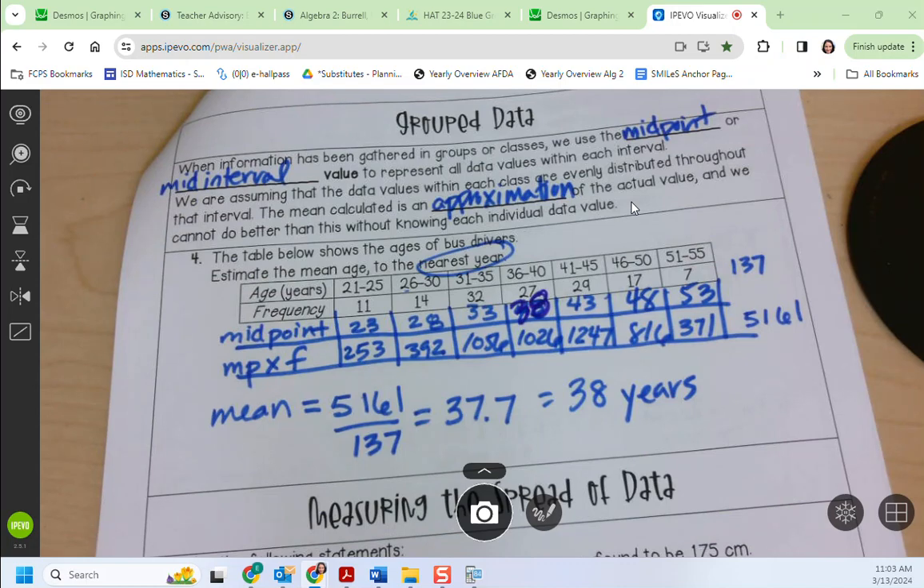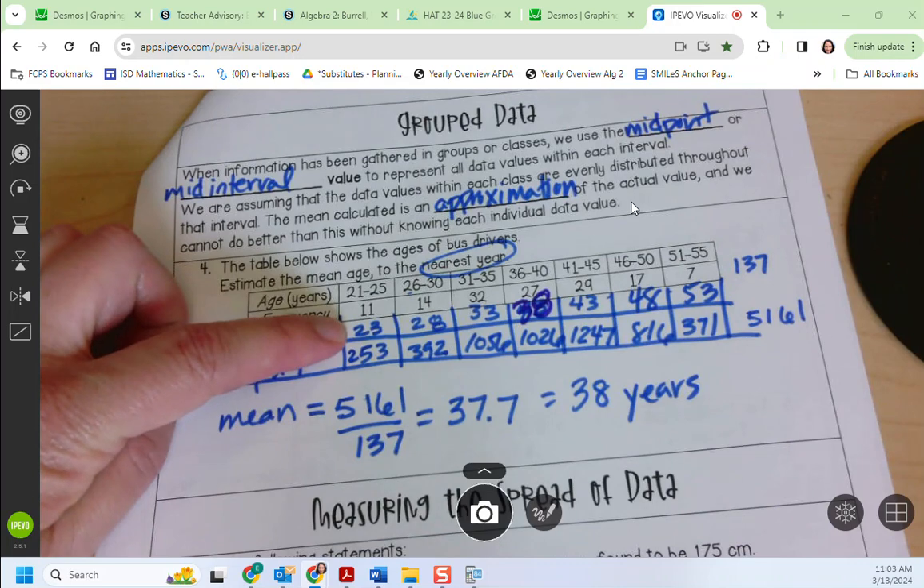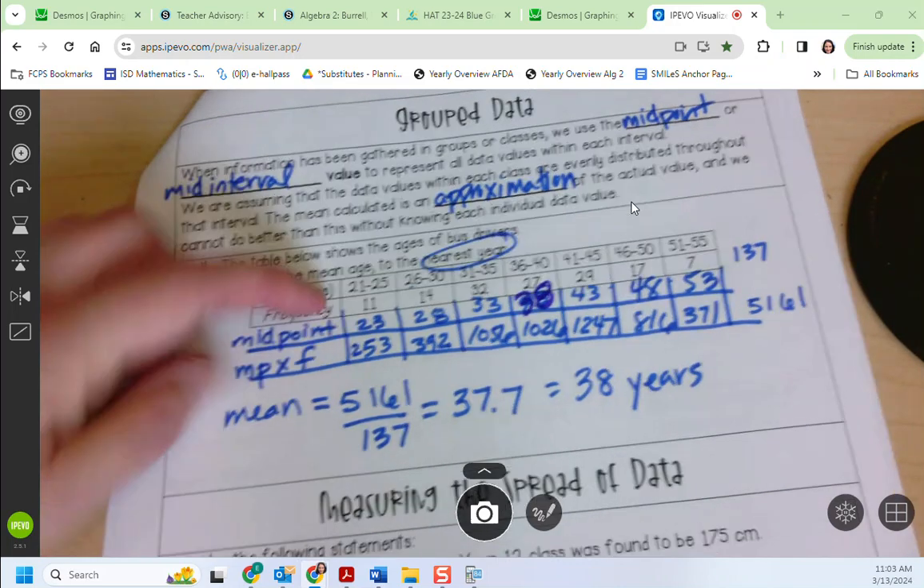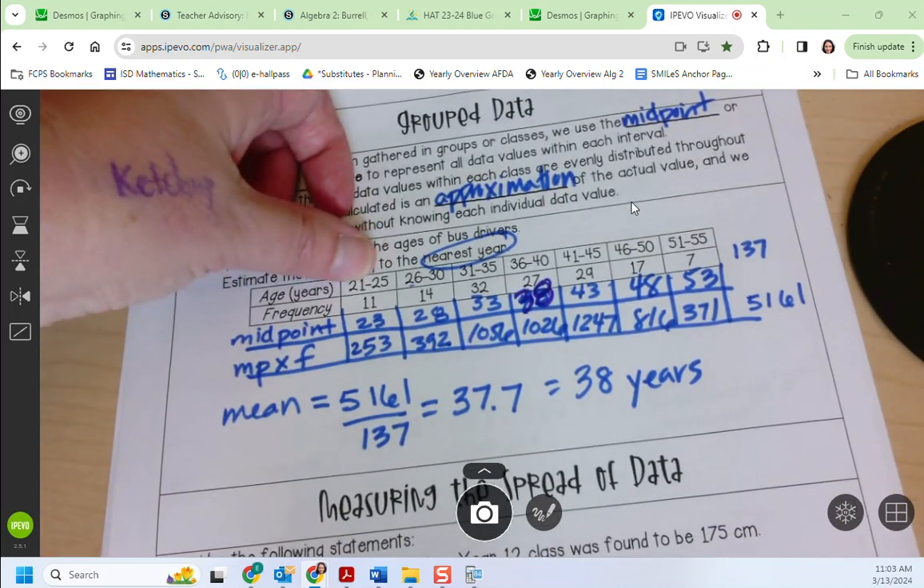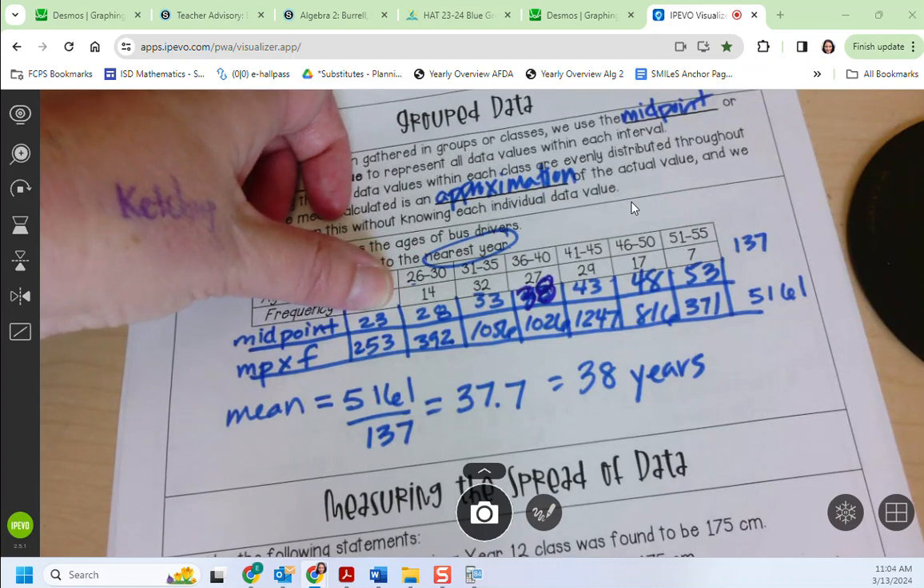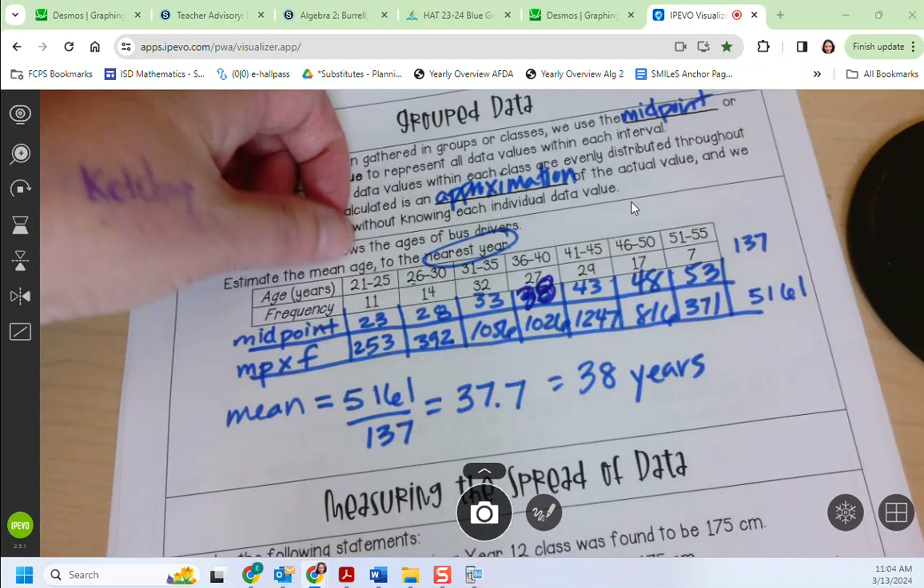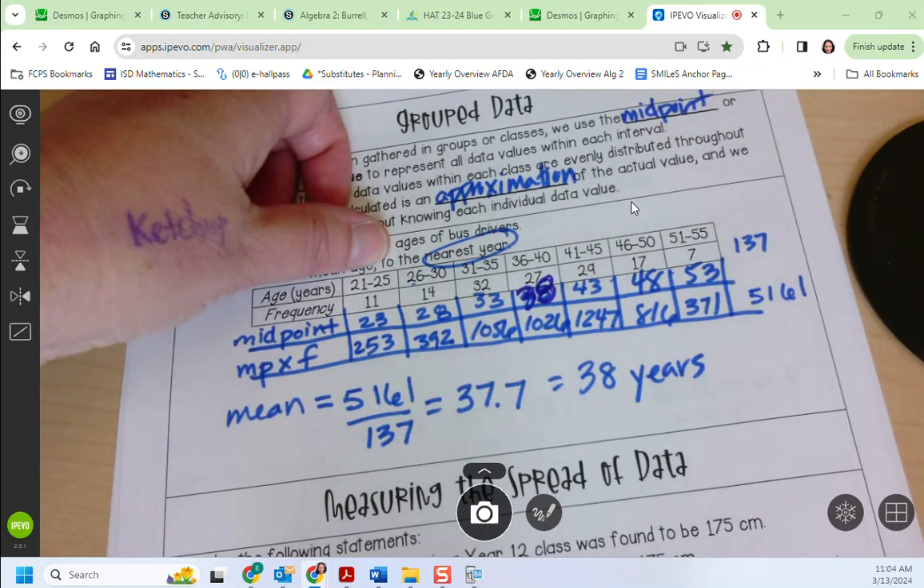Yes? I was going to ask, how did you get the midpoint from the data set? How do you get the midpoints? Yeah. So I was actually just looking at them and saying the number that's between 21 and 25 is 23, but you can average them, so I can add them together and divide by 2. Okay.